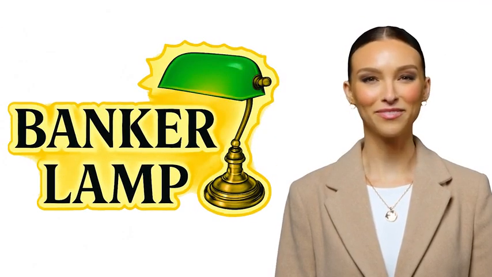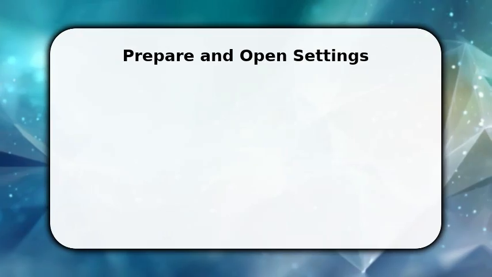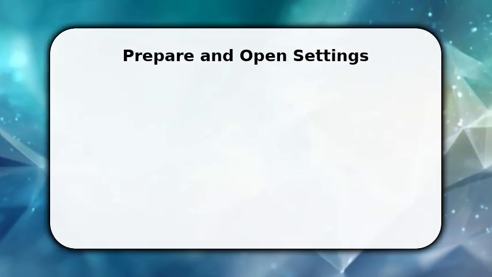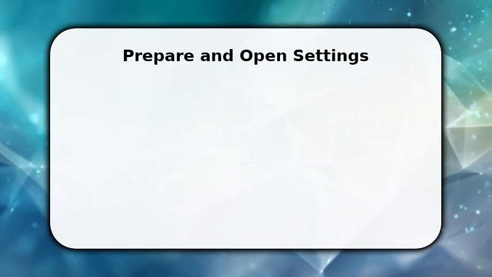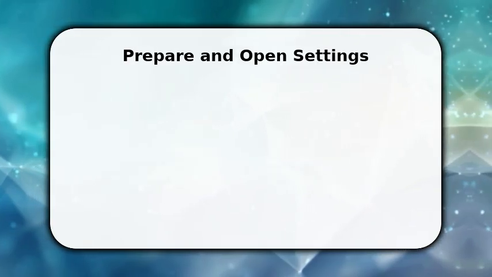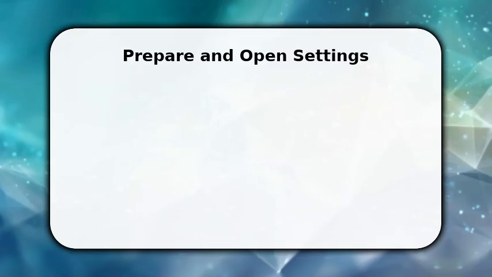Please enjoy the video. You start by confirming the phone is unlocked and has at least a small charge so it won't power down while you change modes. Next, open the Settings app and go to Battery or Power. Search if you don't see it.